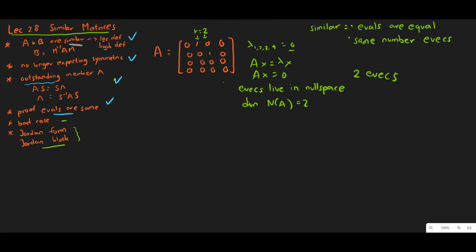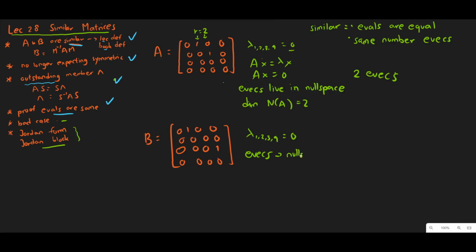Let's not name it A. And the second example here, let's put 1 in the third column instead. And we still have the same case for lambda: 1, 2, 3, 4, all 0. And the same thing also, the eigenvectors live in the null space, right? The rank is 2, and the dimension of the null space is also 2. And we also have 2 eigenvectors here. See, now it has the same number of eigenvectors.